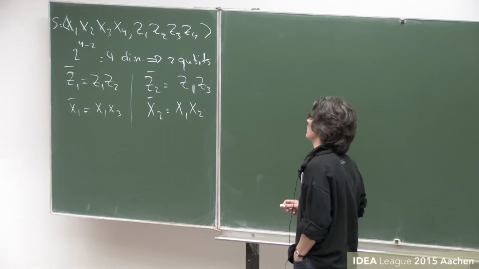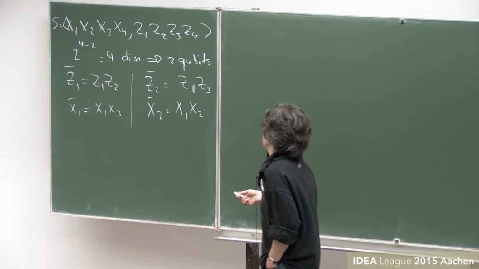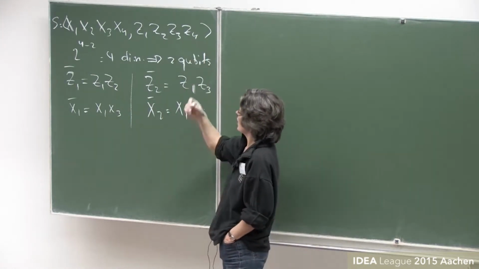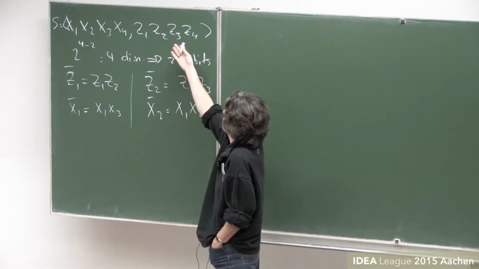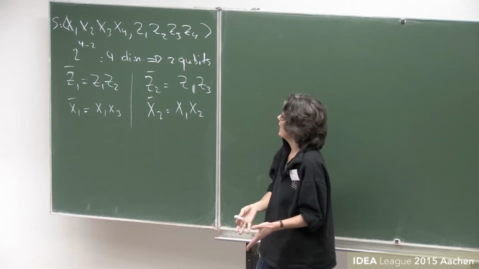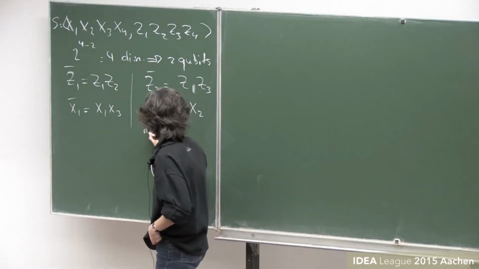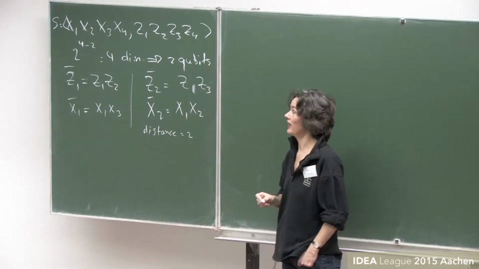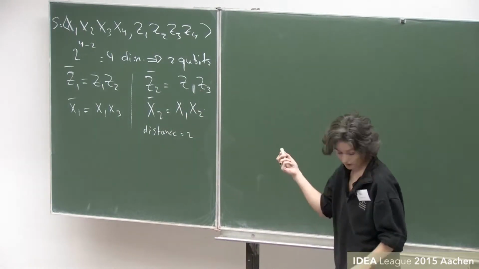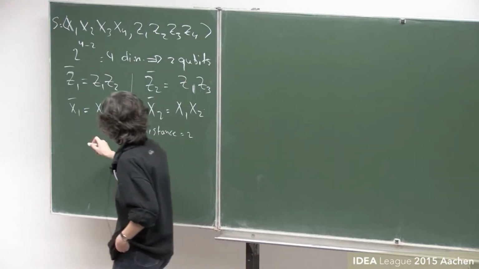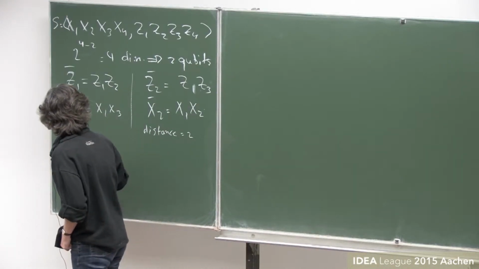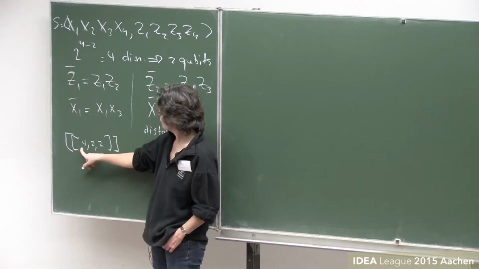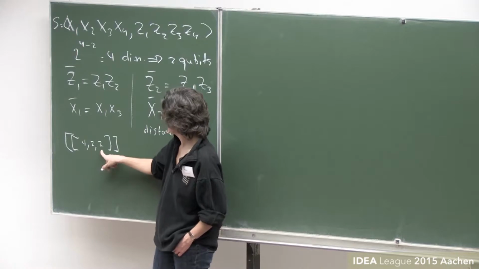Now, what is the distance? I have to look at any one of them and try to minimize its weight, and I'm allowed to multiply with these check operators. Of course, you see that multiplying with these doesn't diminish the weight. So the distance is 2, and the code can detect 1 error. So this is the 4-qubit code. We denote this as a 4-2-2 code: 4 physical qubits, 2 logical qubits, and its distance is 2.